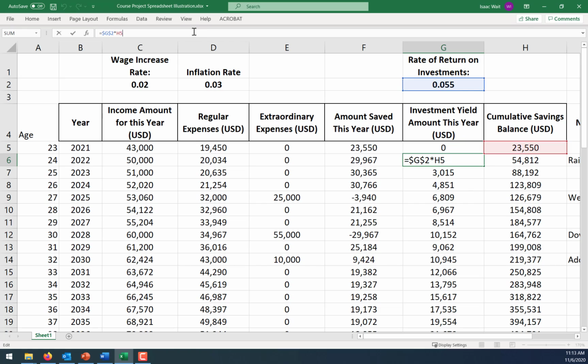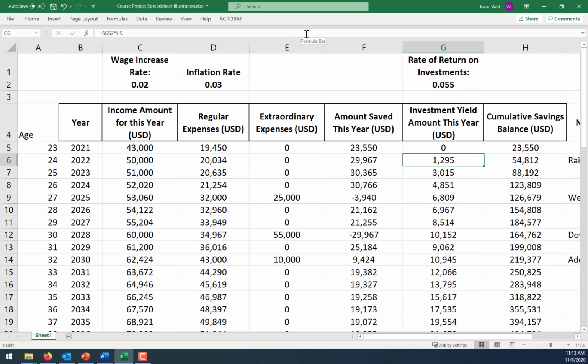And so, for example, here at age 24, the investment yield is 5.5% of the previous year's cumulative savings balance. And so this person earned $12.95 in interest because of how much money was in the bank, in the 401k, in the checking account, the savings account. You know, you average all of those different locations together and find out what's the weighted return on that pool of assets, what's the average percentage return on that pool of assets.